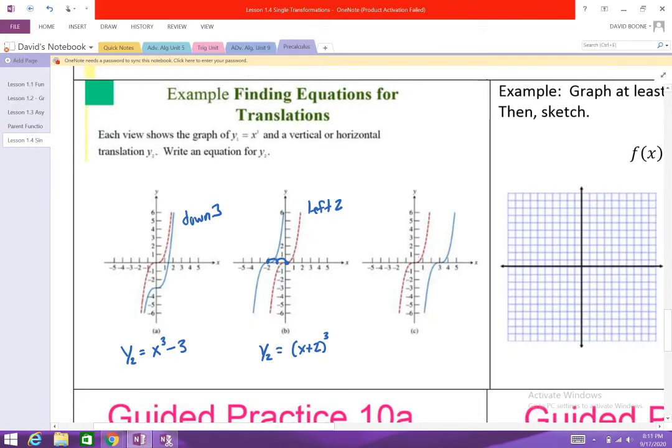And then just kind of the other way around with this one. This one looks like it's starting here, moving 1, 2, 3 units to the right. So this one's going right 3. If I'm going to rewrite this equation, again, left and right, you've got to keep it inside the parentheses. And again, think opposite. Right 3, you normally think plus 3, but opposite would be minus 3.